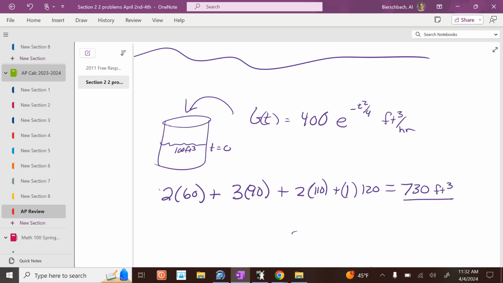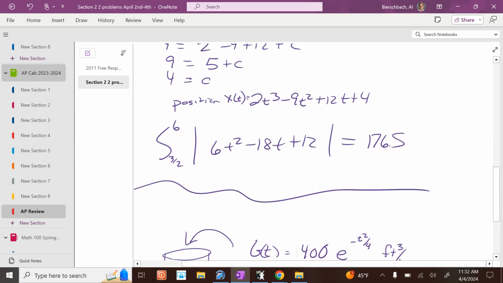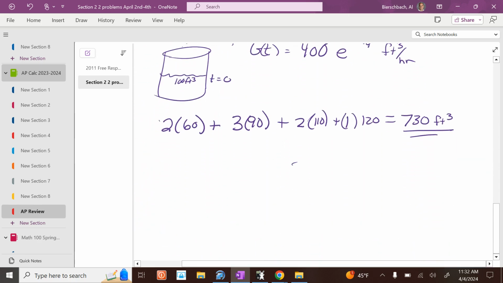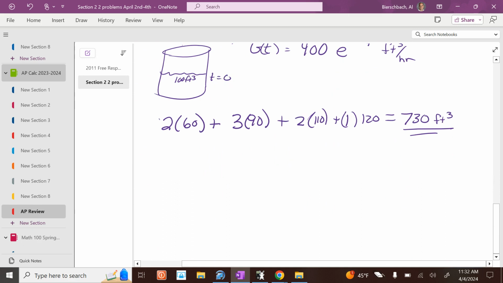Make sure if they have labels involved that you put on labels, because if this is a 3-point problem, there's 1 point for the label, 1 point for knowing what you're doing, and 1 point for the right answer. Okay? All right, estimate the amount of the grain in the silo at the end of 8 hours.